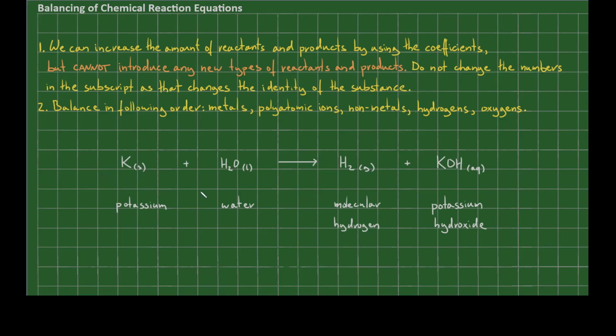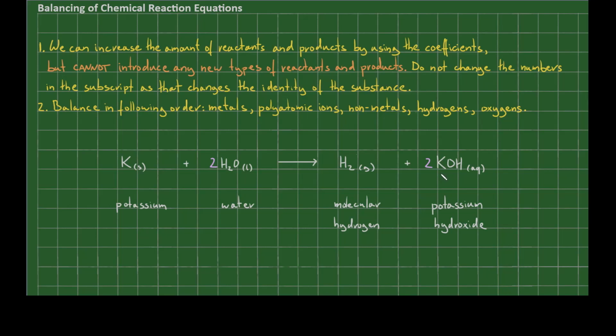What are my options? Well, I want to increase the amount of hydrogen atoms. The only way to do that on the reactant side is to increase the amount of water present. So I'm going to place a 2 here. Now I have 4 hydrogens on the left-hand side and still 3 hydrogens on the right-hand side. If I place a 2 in front of potassium hydroxide, I will have fixed that. 4 hydrogens on both sides.